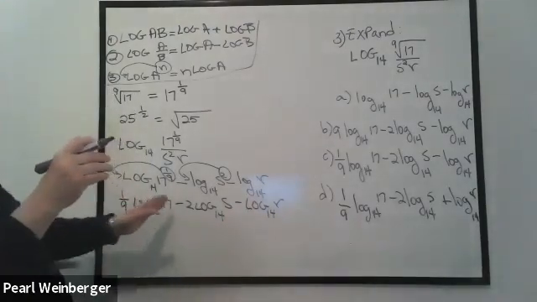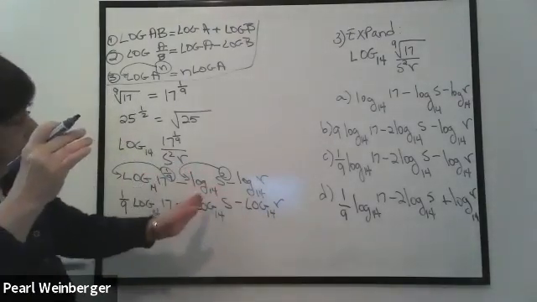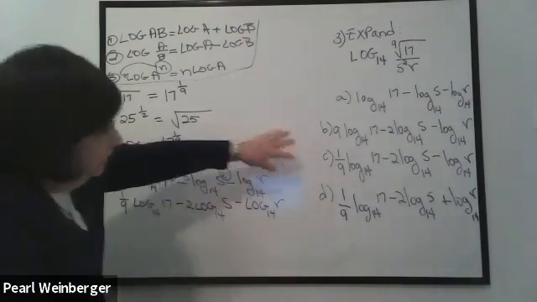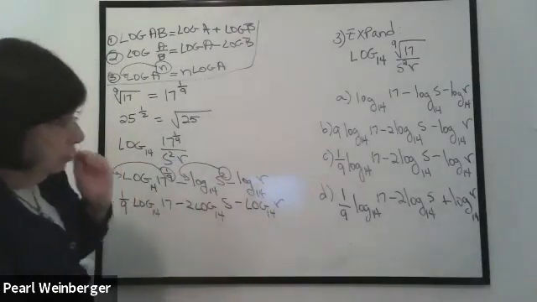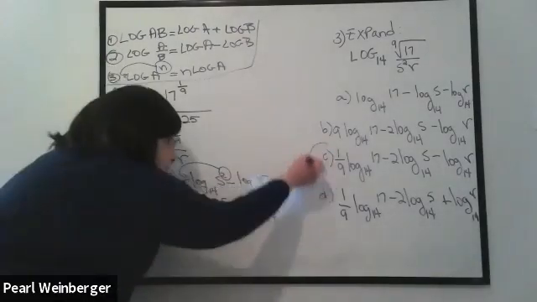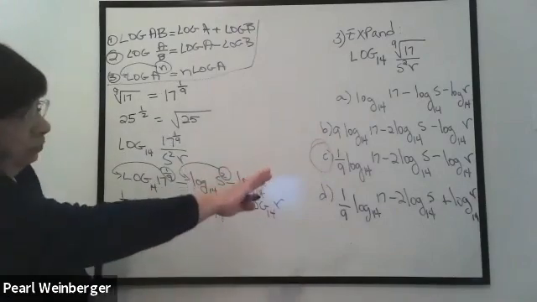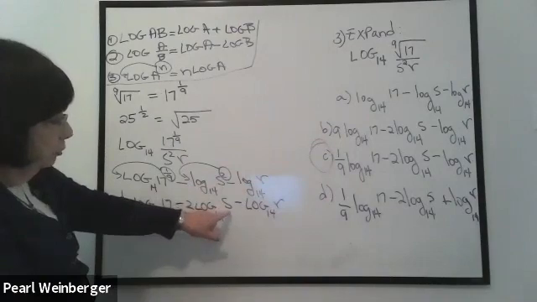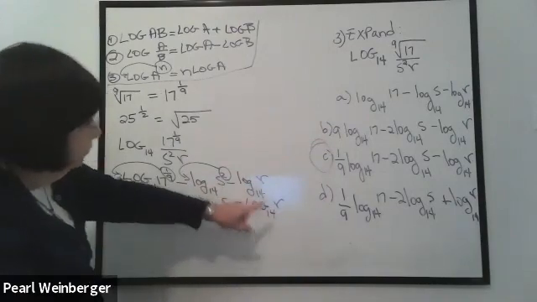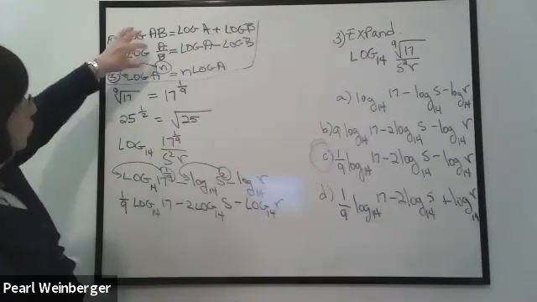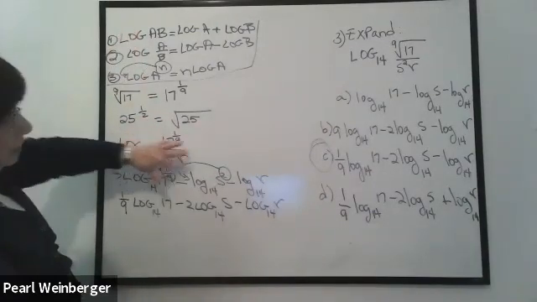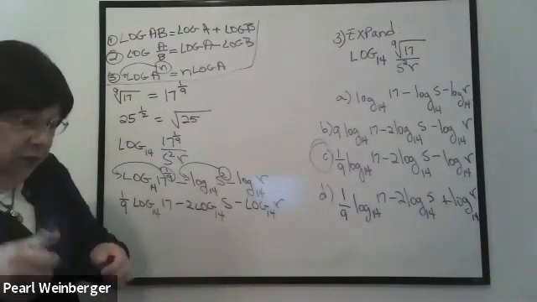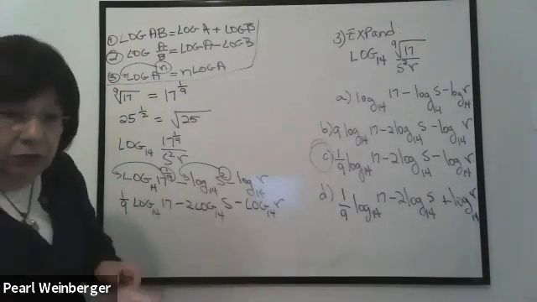And now I have it all expanded in terms of individual logs. And I look at the choices and I have to be very careful, because C and D are very similar. It has to be choice C, because you have to subtract both the 2 log s and the log r, because they were both in the denominator. So that is choice C for question number 3.